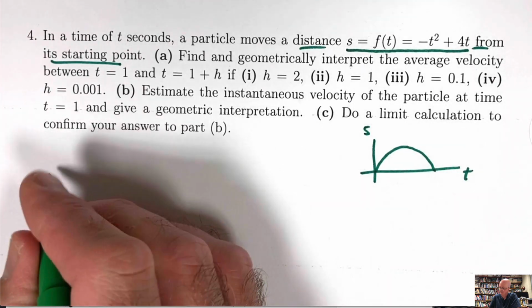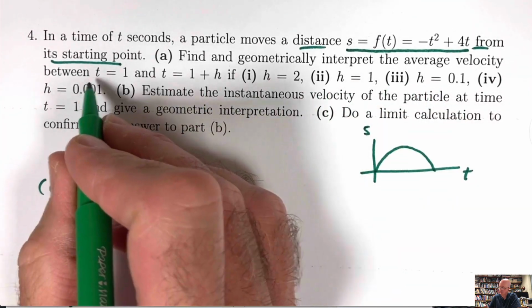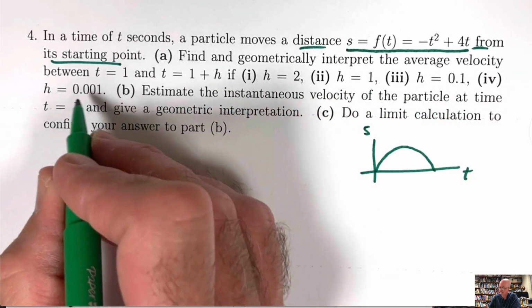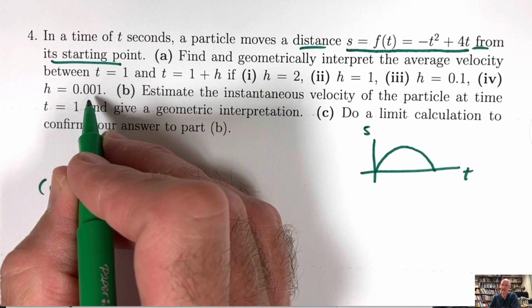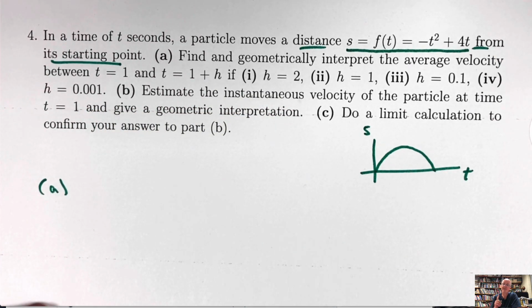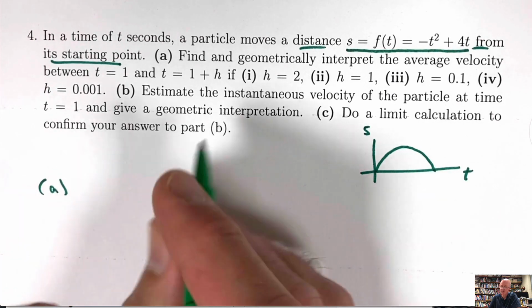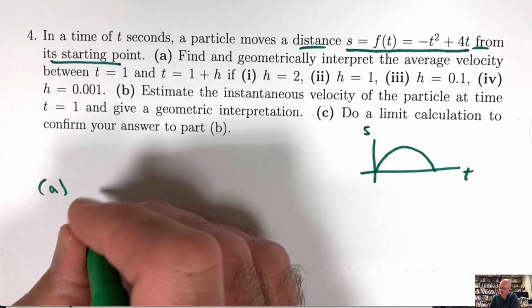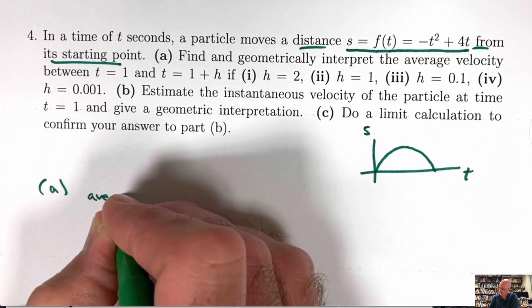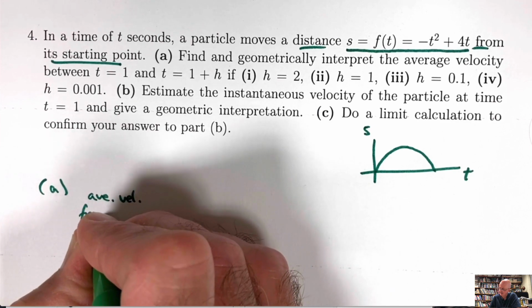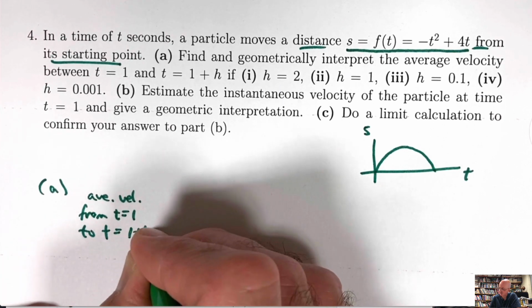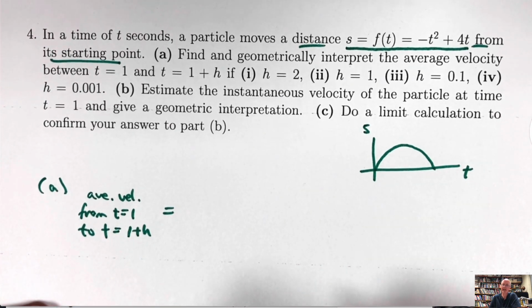All right, part A, find and geometrically interpret the average velocity between t equals 1 and t equals 1 plus h if h is 2, h is 1, h is 0.1, h is 0.001. Sounds like a lot to do. Here's a way you can make your work faster. You can do it for a general h first, simplify it, and then plug in these different h values. So the average velocity from t equals 1 to t equals 1 plus h. Let's do it in the abstract first, and then we will plug in these different values of h.